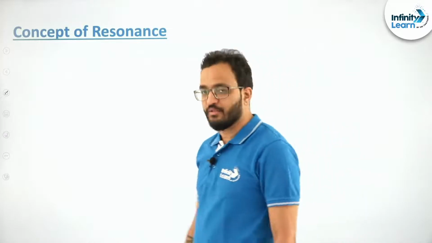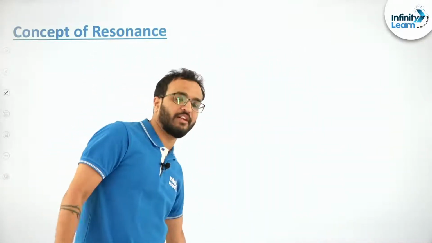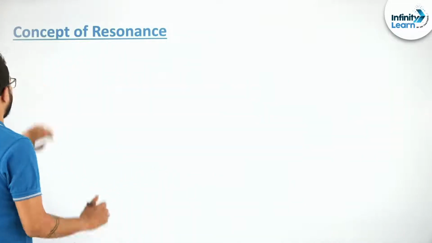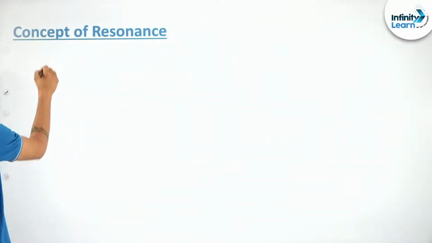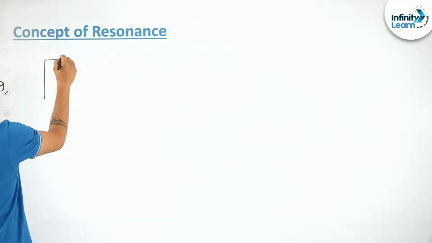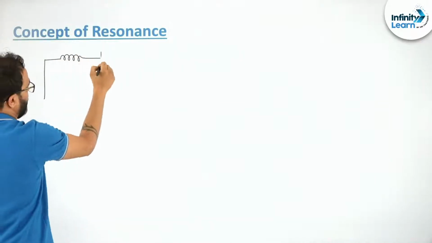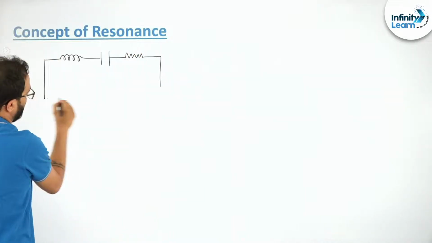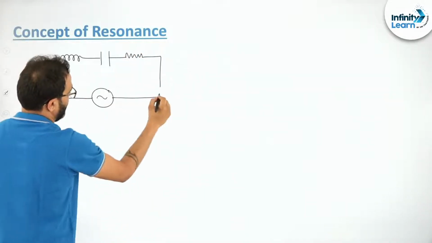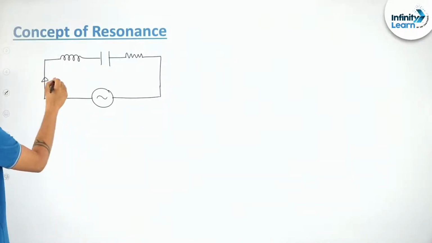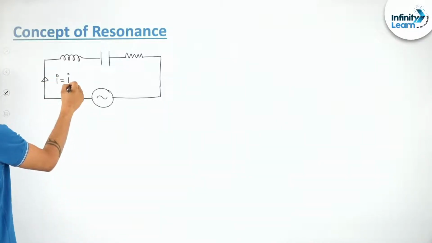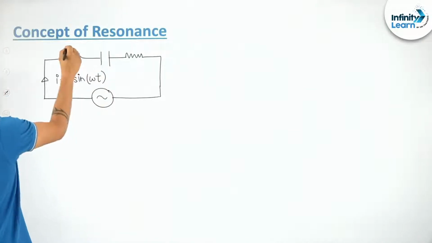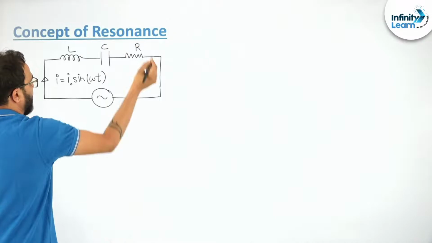Now, before going into the concept of resonance, students, let's do a simple revision. What we have studied: in an LCR circuit we used to have an inductor, a capacitor, and some resistance in the circuit. This was AC voltage. Let's say the current in the circuit is I equals I naught sine omega t. This is L, this is C, and this is R.